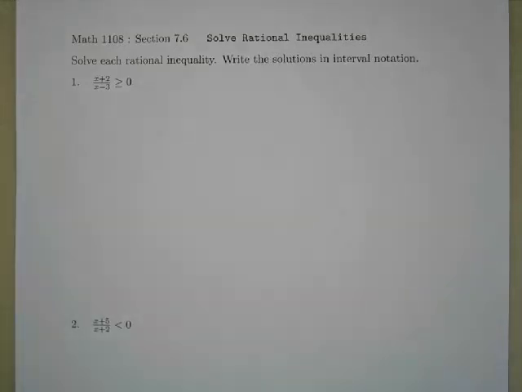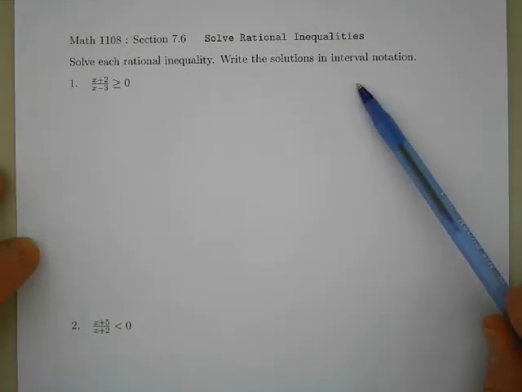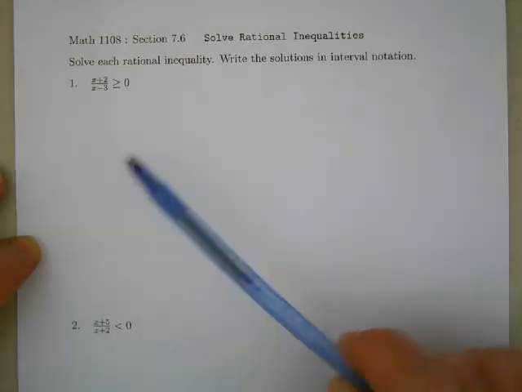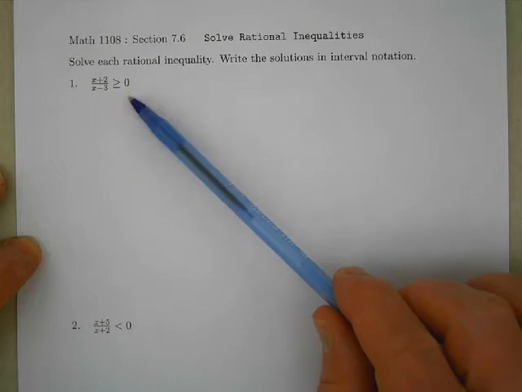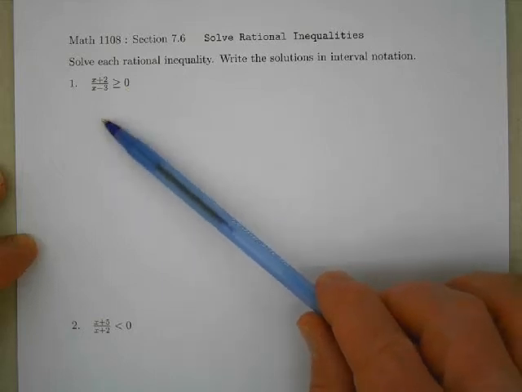Math 1108, Section 7.6, Solve Rational Inequalities. Solve each rational inequality, write the solutions in interval notation. When solving a rational inequality, we want one side to be 0, which we already have, and then we want to find the endpoints of the intervals.